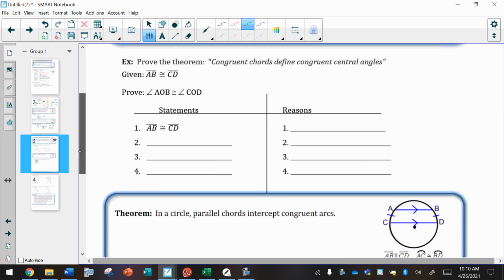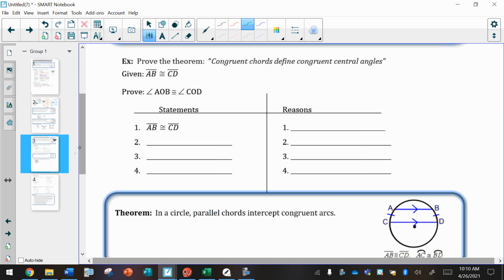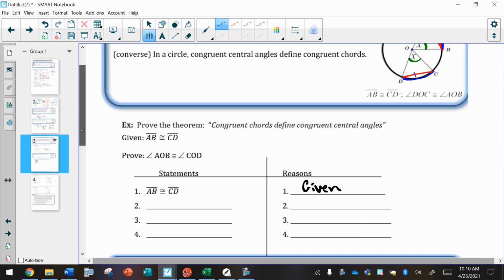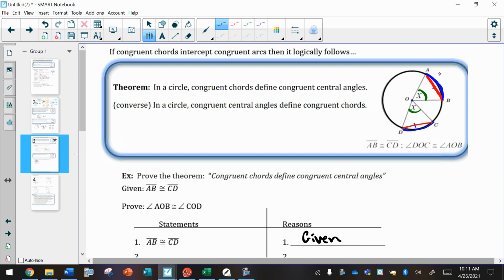So we can do a quick proof of this one. It's been a couple questions since we've done a proof. So we know that our proofs always start with our givens. We're going to take our circle, given chord AB congruent to chord CD. We're going to prove that angle AOB is congruent to angle COD. So we're going to prove that x is equal to x.